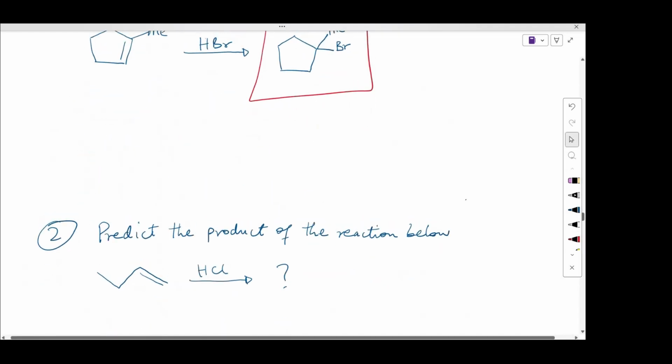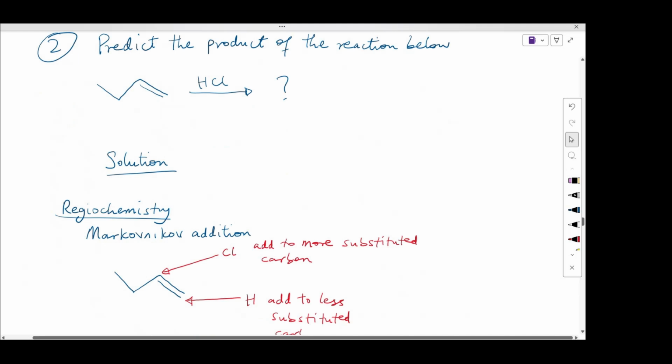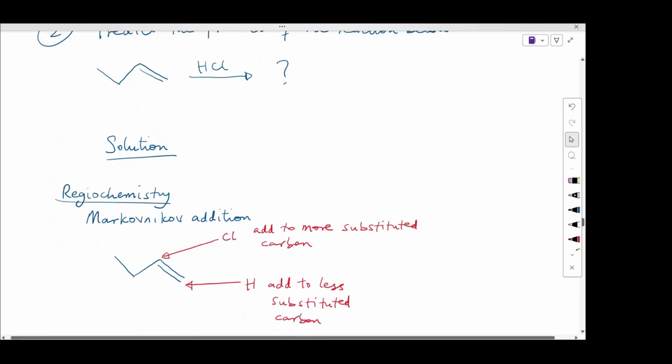Let's look at another question. Here, we have been asked to predict the product of this reaction. To solve this problem, the first thing we want to do is to consider the regiochemistry of the reaction. The regiochemistry of this reaction follows Markovnikov addition rule, where hydrogen adds to the less substituted carbon and the chlorine adds to the more substituted carbon.